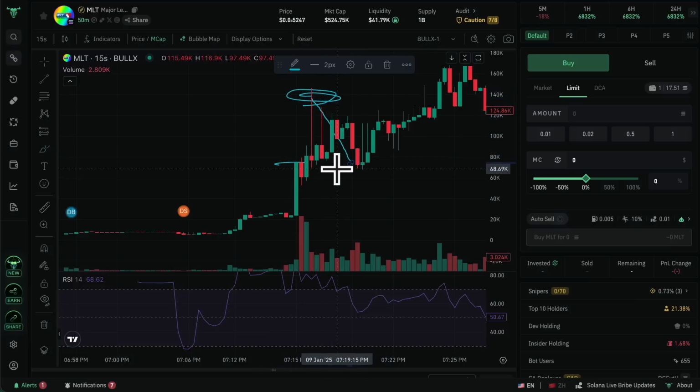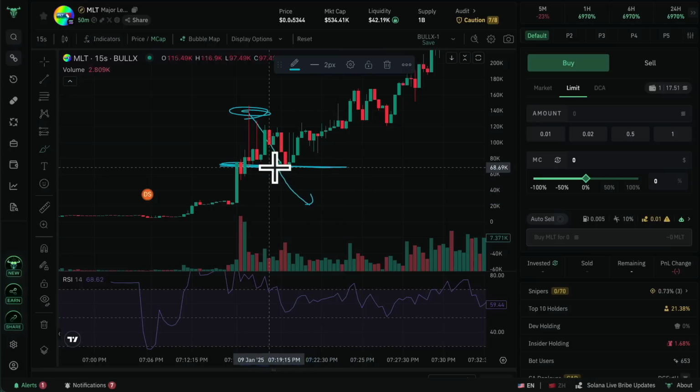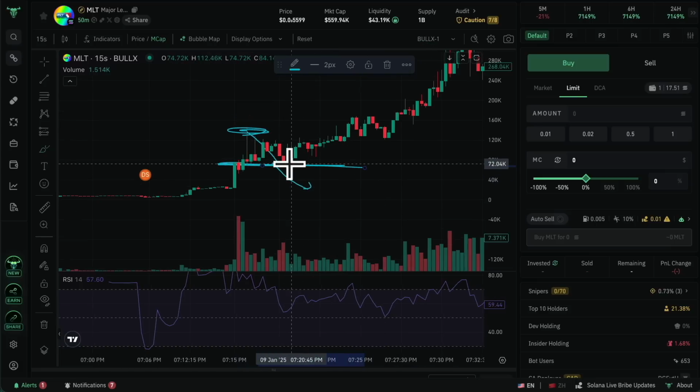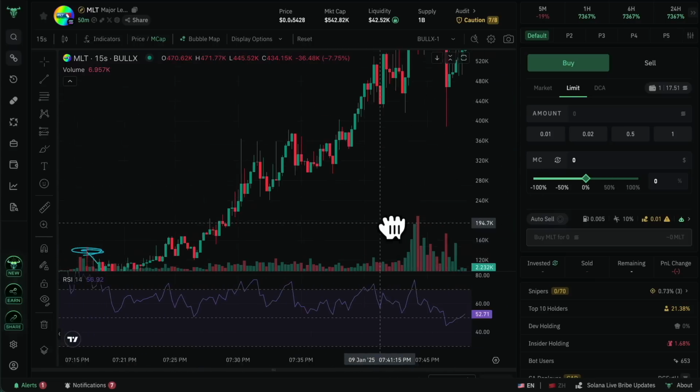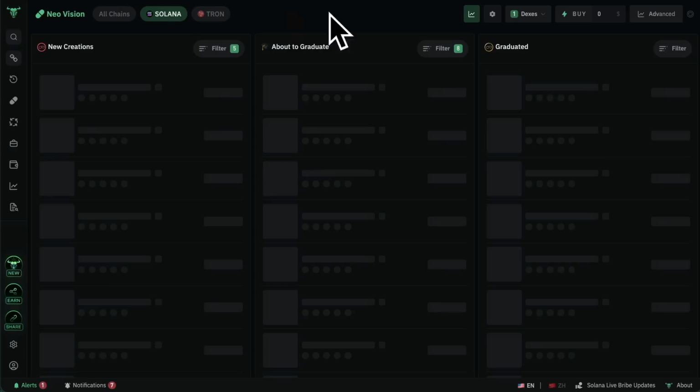Where did it get support? Look at that, 68K. So if it dumps through that, it's a worse sign. But if it gets support there, then you can trade it from there, so that's 70K. And then look where it ran to, like 500K, and it still seems to be running. So you could do that here too.